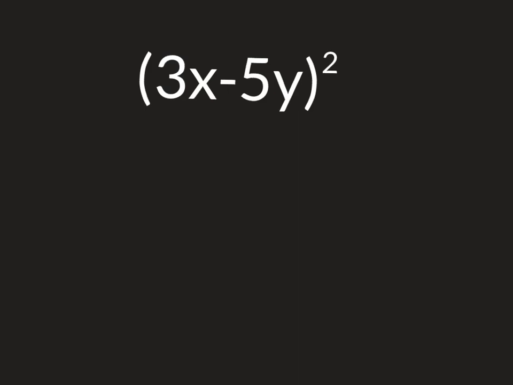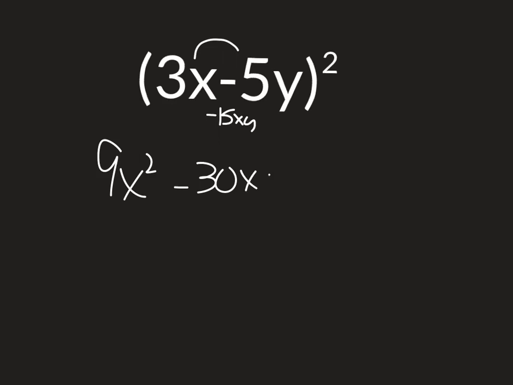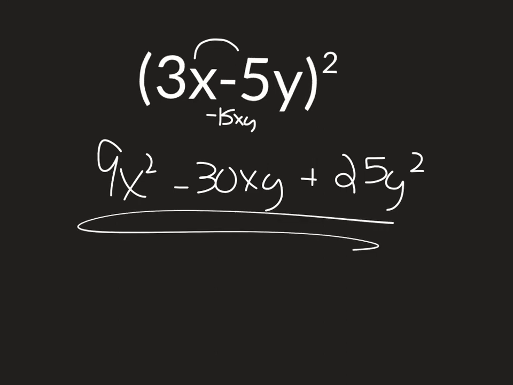So if you square the first term, you get 9x squared. I'm going to multiply these two terms together, which would be negative 15xy, but then double that, negative 30xy. Then I'm going to square the second term. When you square something, it always becomes positive 25y squared. That's it. So you can do that one without having to do that whole triangle. I want you to do the squares that way. So I'm going to show you one more of those.